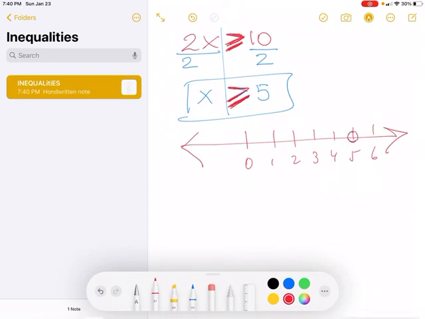So we are going to close the circle. You have to bubble in. That means part of your answer is 5, because x could be 5 or more. It could be 5, 6, 7, 8, 9. Okay, so my answer includes 5, so I bubble in, and then I'm going to point my arrow to the right, because all the greater numbers after 5 are on the right side.